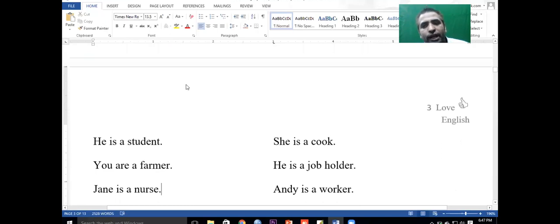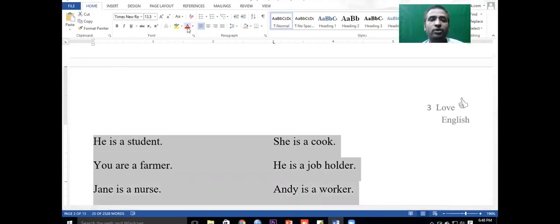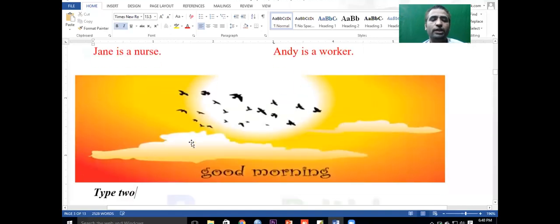He is a student, she is a cook. You are a farmer. He is a job holder. Jen is a nurse. Andy is a worker. So all these are type one category of verb. These are some examples of verb. So let's move to type two.